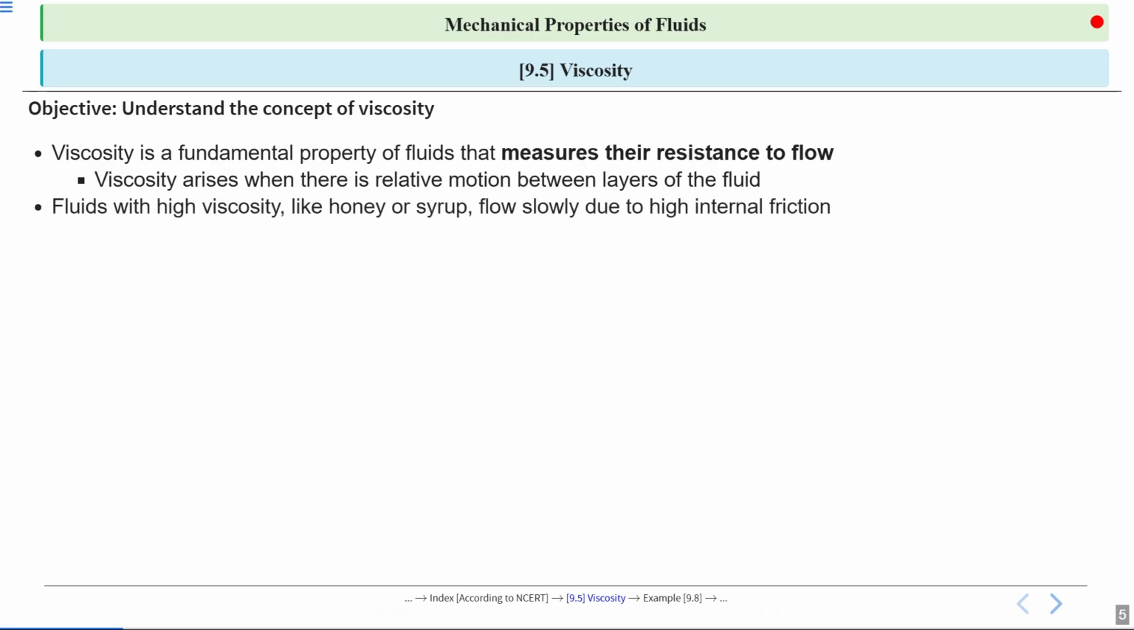Fluids with high viscosity like honey or syrup flow slowly due to high internal friction, while low viscosity fluids such as water flow easily and quickly. This internal friction arises from the fluid's molecular structure and how its layers move relative to each other when subjected to stress.